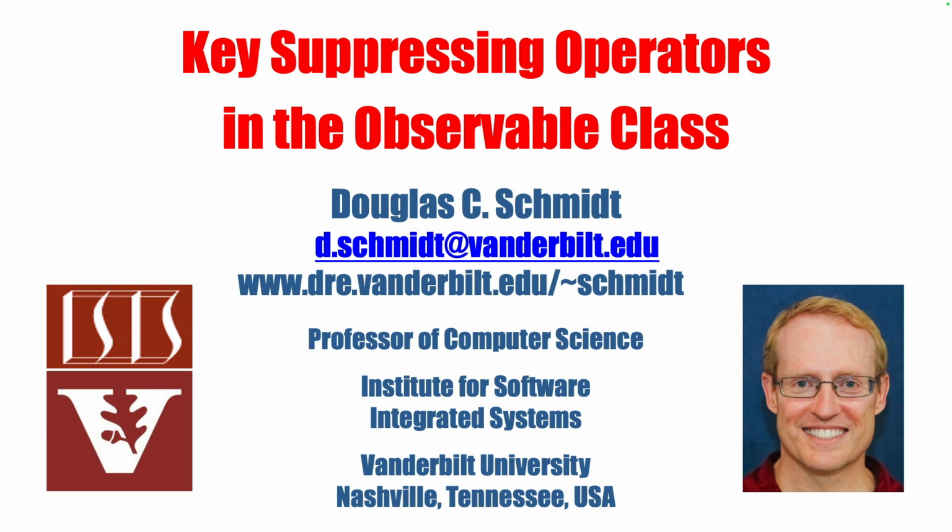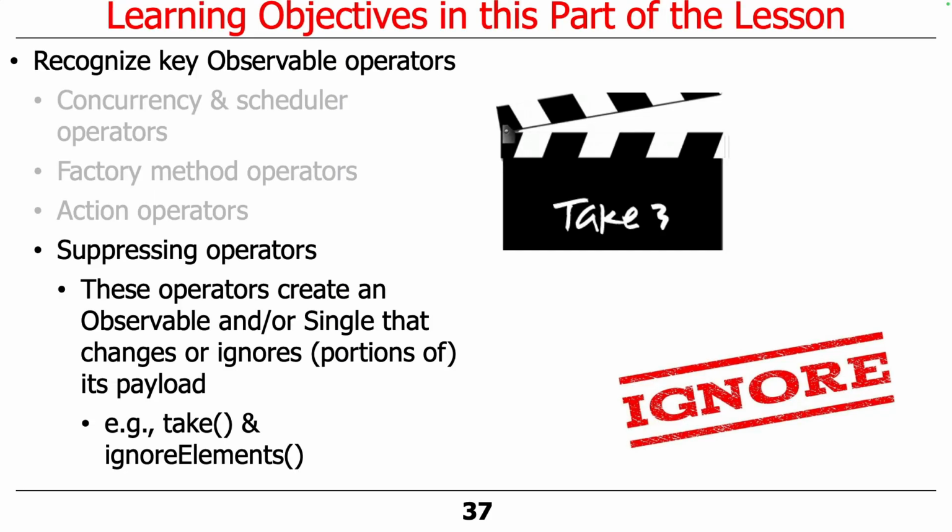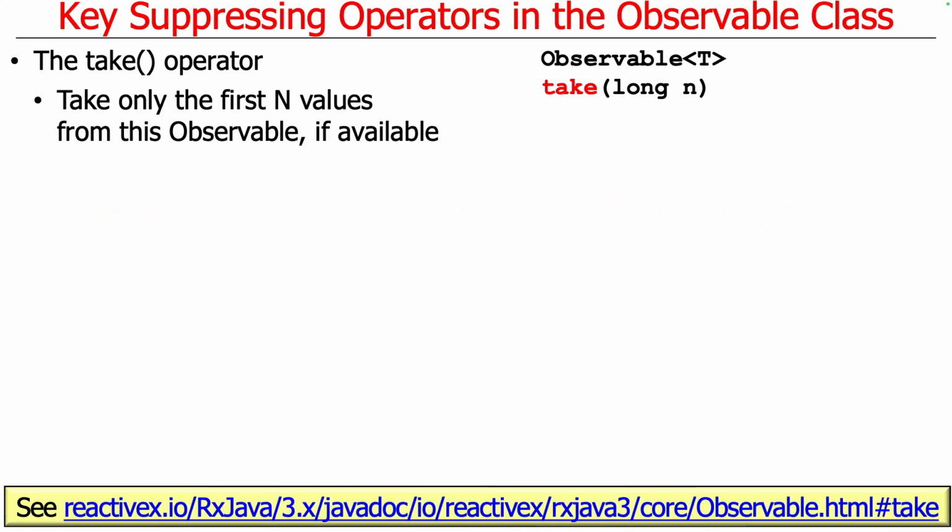Okay, let's talk about some suppressing operators in the observable class. If you recall, earlier we had talked about a suppressing operator that was called filter, which is very common. You're familiar with that already, hopefully. We're going to talk about two other ones, take and ignore elements. Take is pretty clear. Ignore elements is kind of funky and cool.